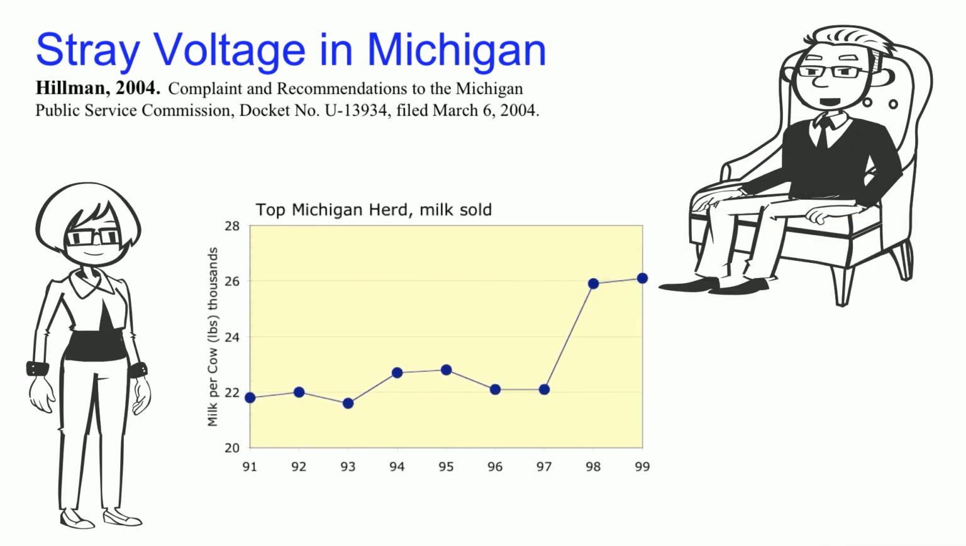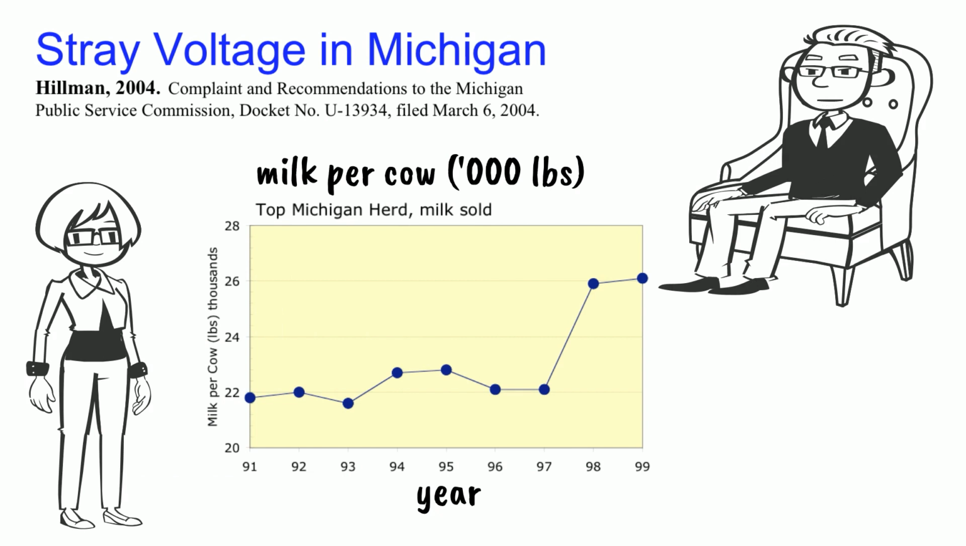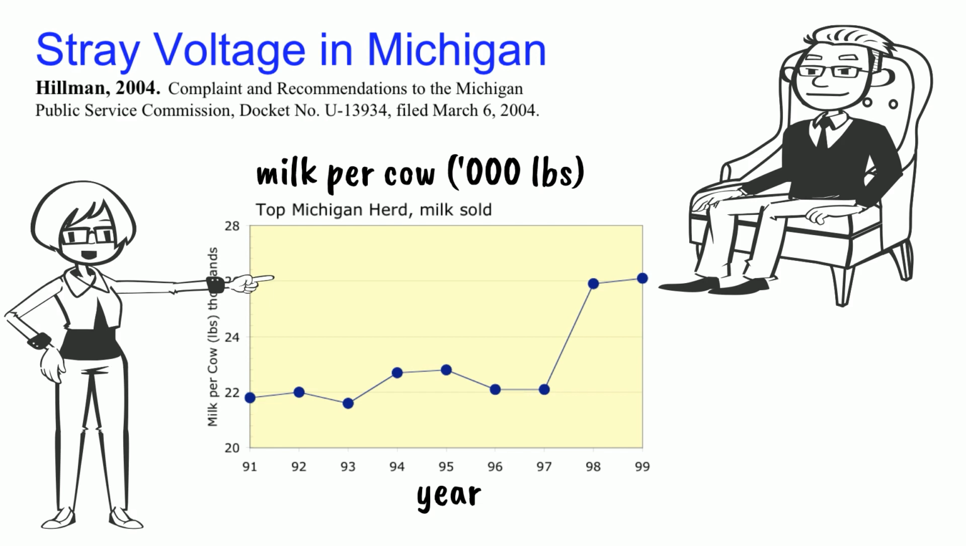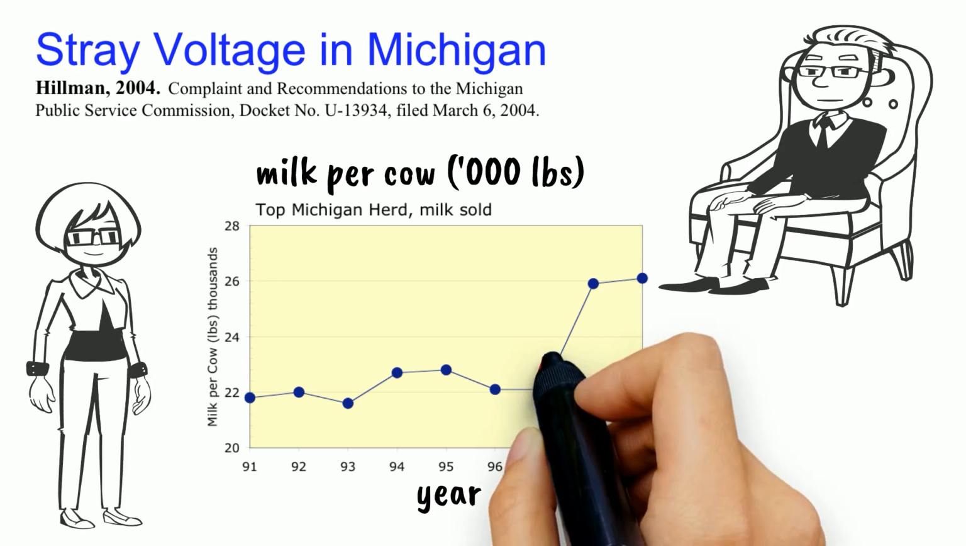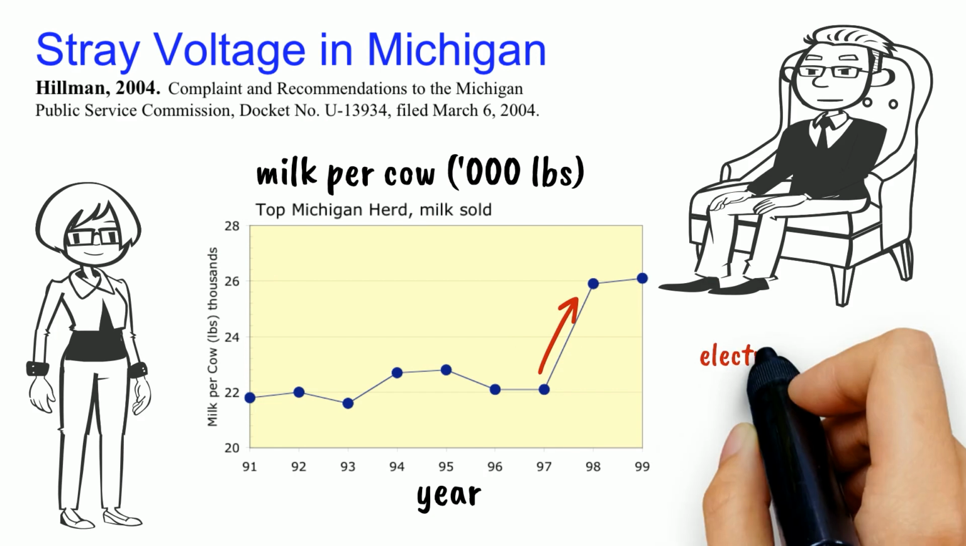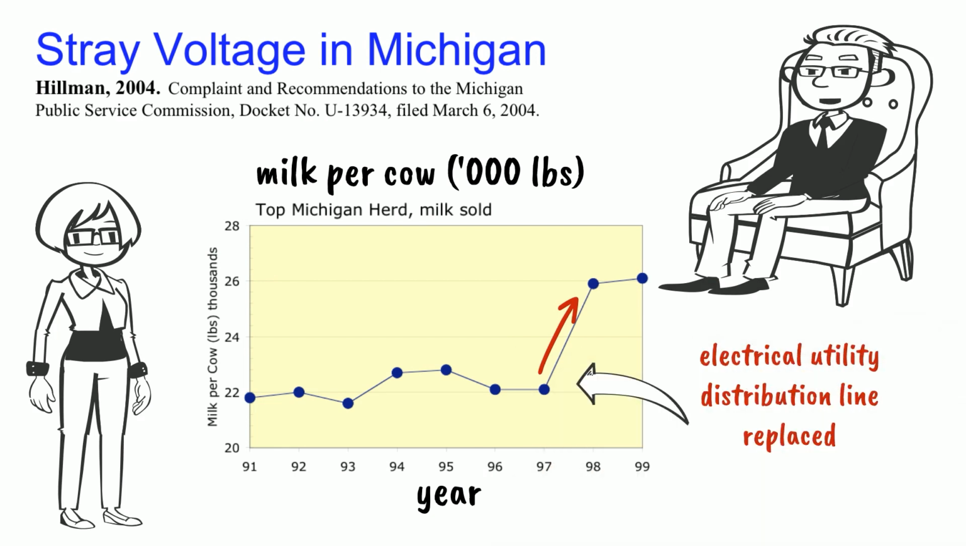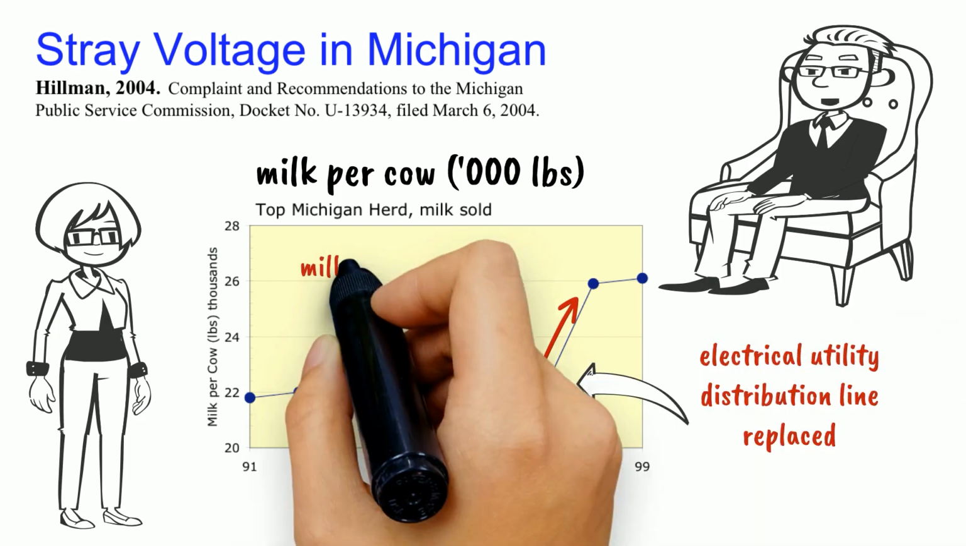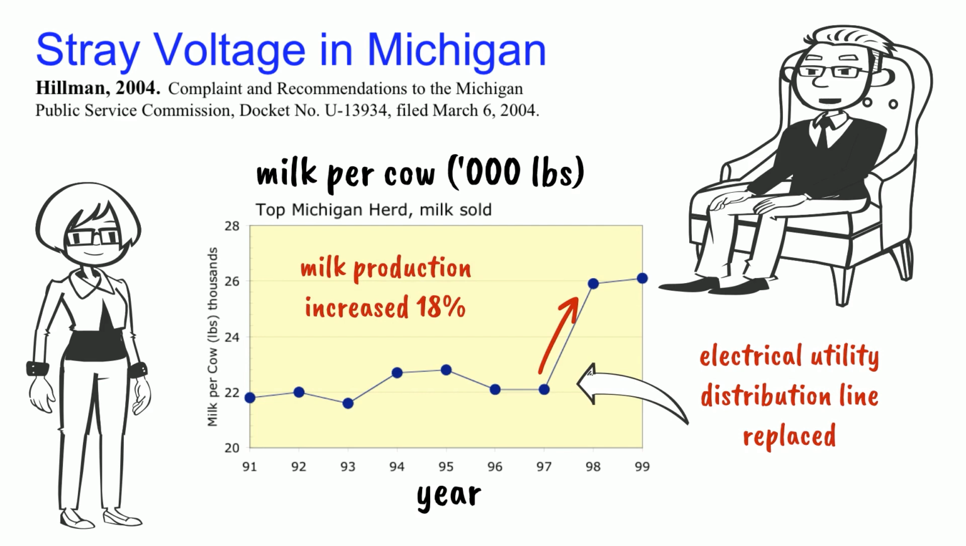Here's a graph that shows the amount of milk produced by each cow during the year. The values fluctuate between 22 and 23,000 pounds per cow. What happened in 1998? As you can see, milk yield increased by 4,000 pounds per cow. That year the electrical utility replaced the distribution line and his milk production immediately increased. This is a good news story.